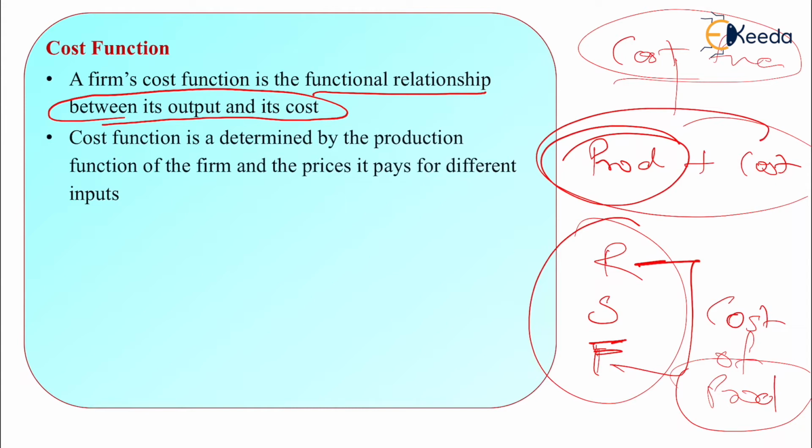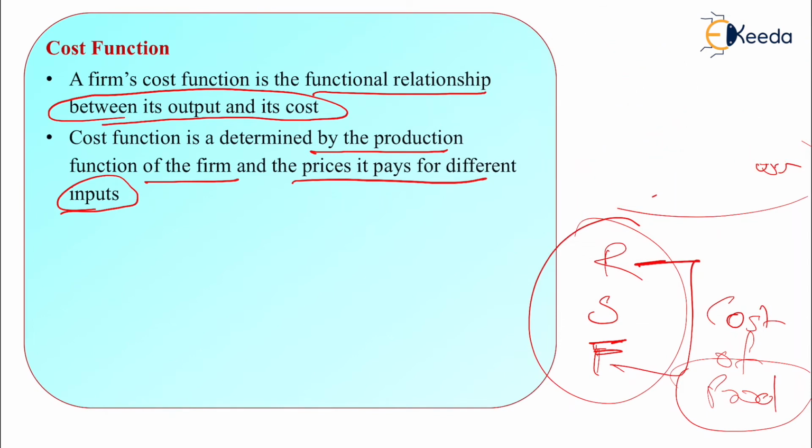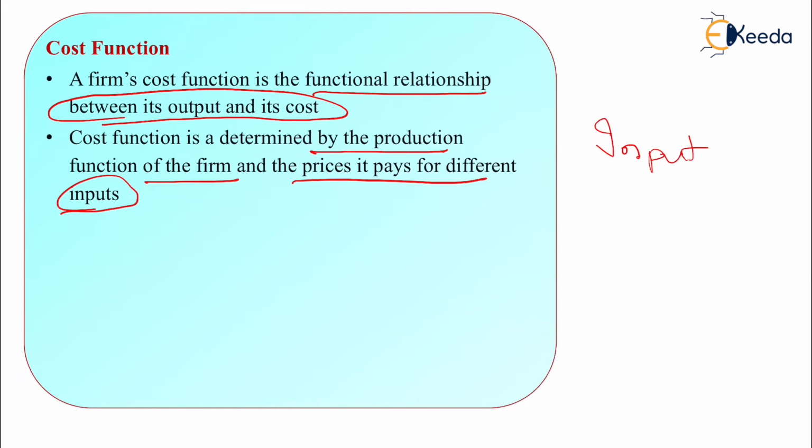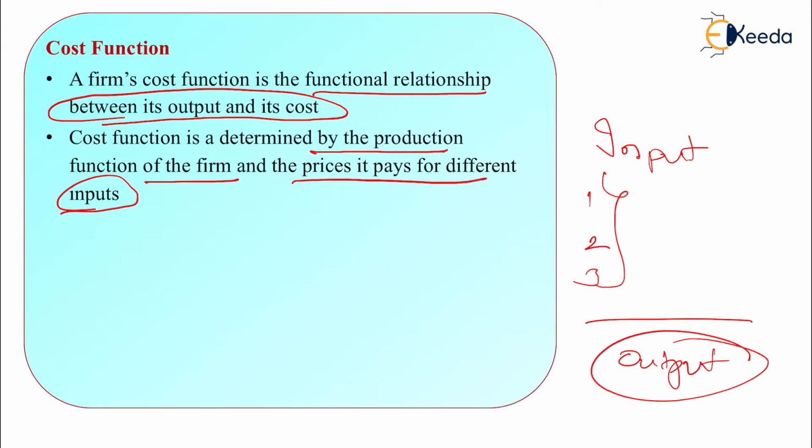Cost function is determined by the production function of a firm and the prices it pays for different inputs. Let me just rub this so that I can give you a better explanation. When you're talking about cost function, you need to understand a few things. There are inputs. You use these inputs for giving out outputs. Inputs can be called 1, 2, 3. These three inputs are required to give out this output, that means the final product here.